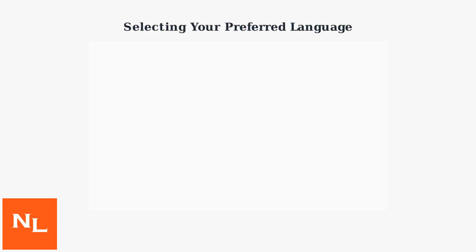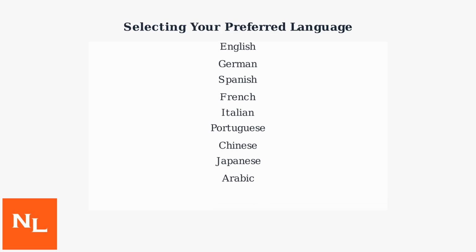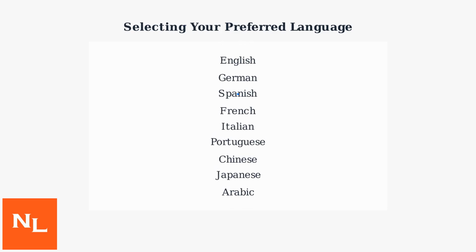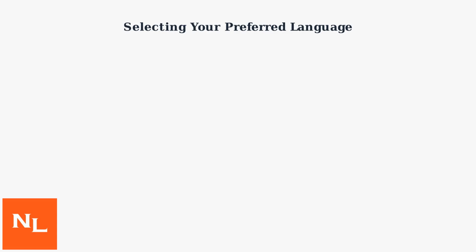A list of available languages will appear. Scroll through the options and tap your desired language. The available languages depend on your region and software version, and typically include English, German, Spanish, French, and more. Note that right-to-left languages, like Arabic, are also supported in some markets.